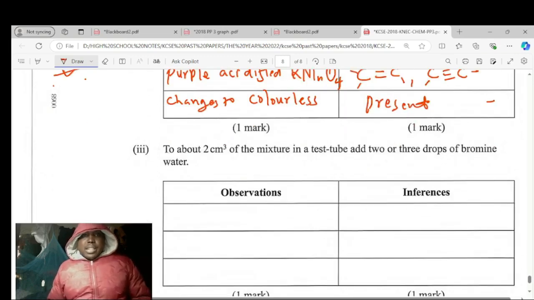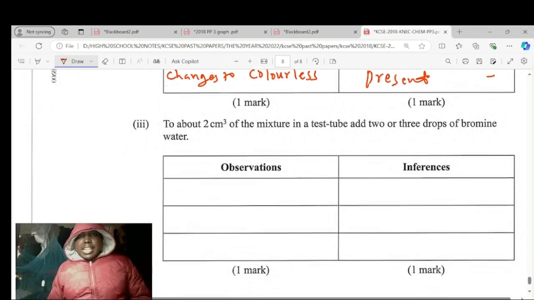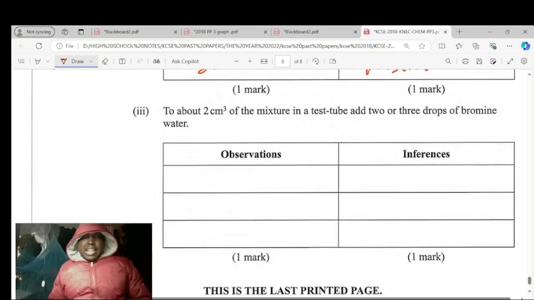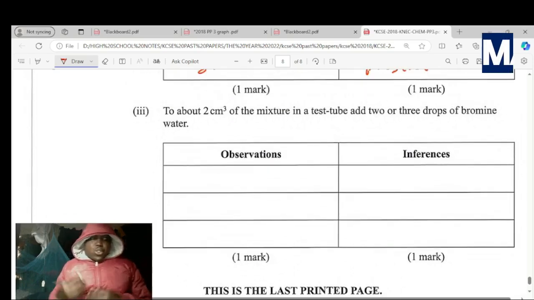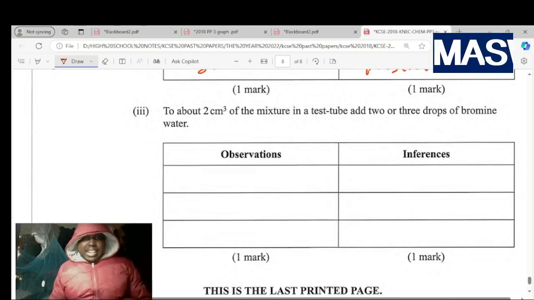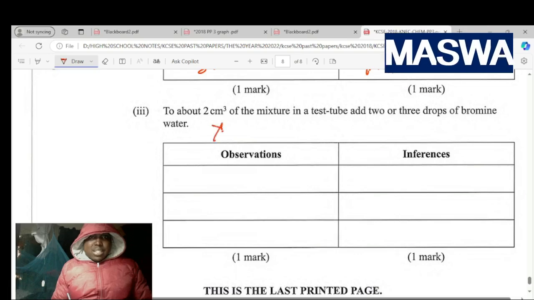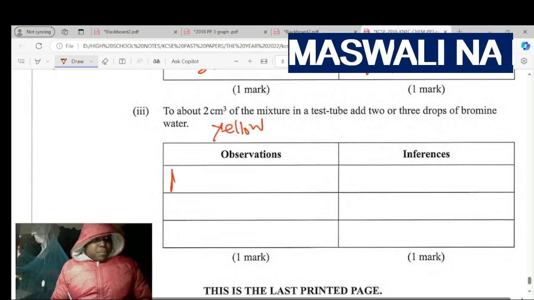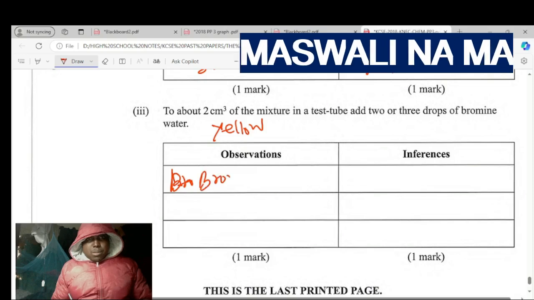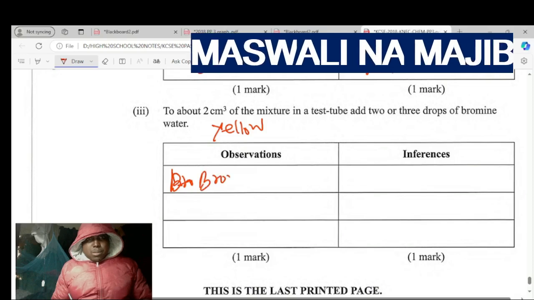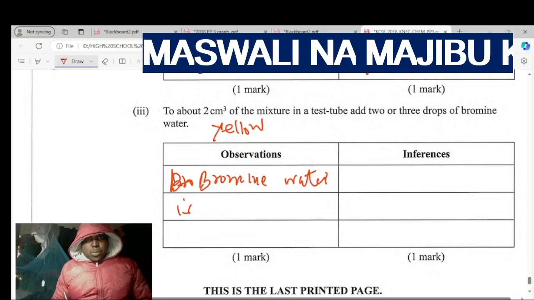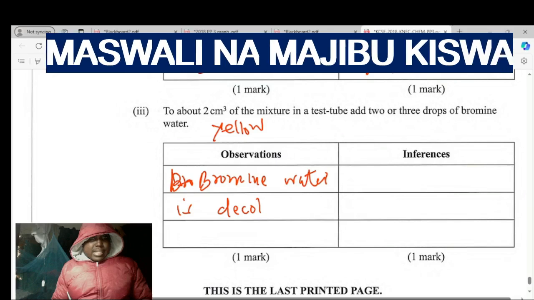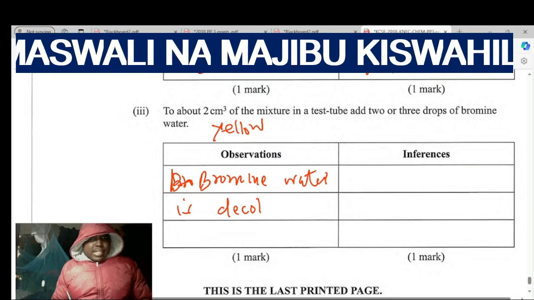To the next portion, add 2 drops of bromine. So bromine, we expect the color to change from yellow to colorless, or we say it is decolorized. So bromine water, the color is yellow. You should know that. So bromine water is decolorized. To decolorize means the color has changed from yellow to colorless.